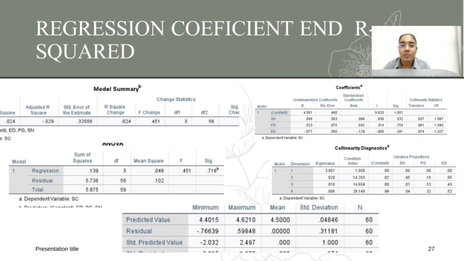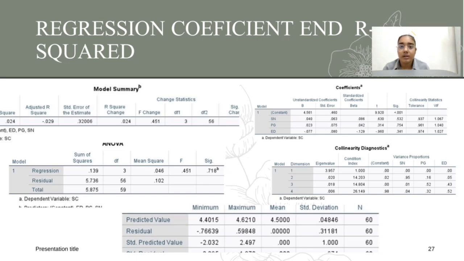Model summary. The model summary shows R is 0.154. The R square is 0.024. The adjusted R square is negative 0.029. The F change equals 0.451. The significant F change is 0.718. And the Durbin-Watson statistic value is 1.654.